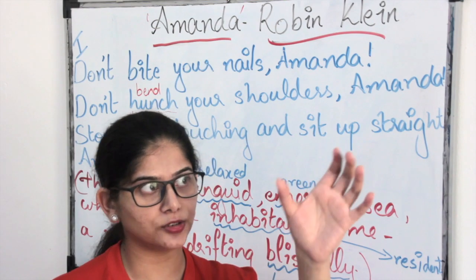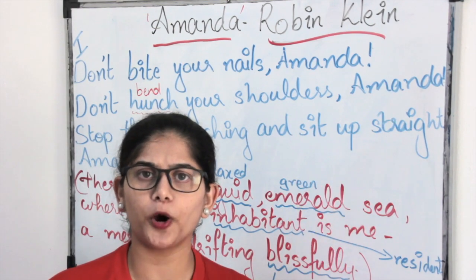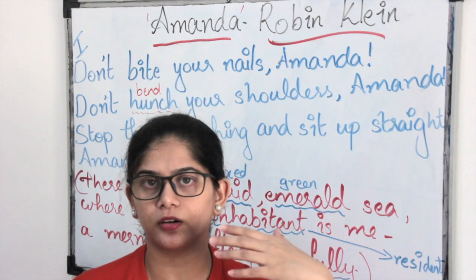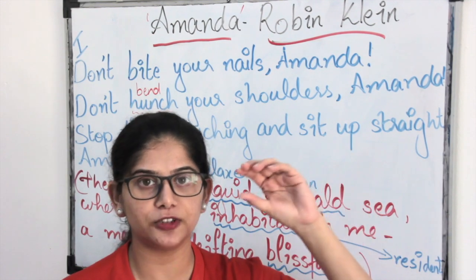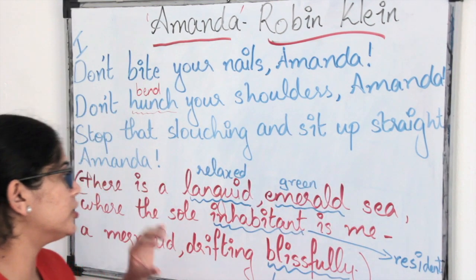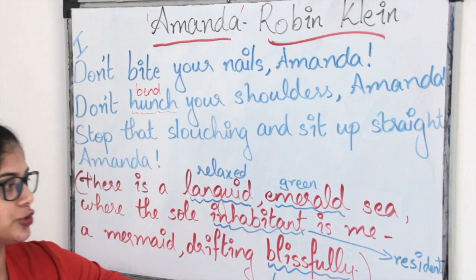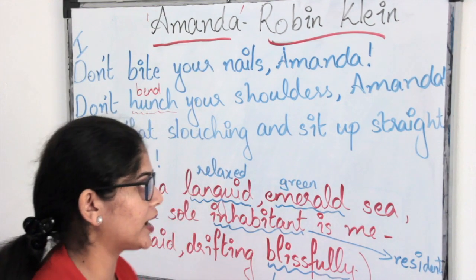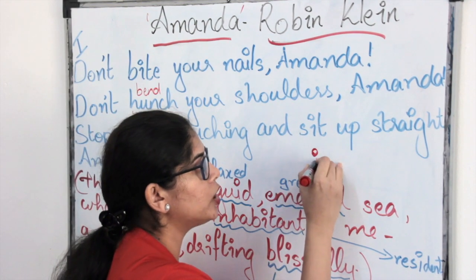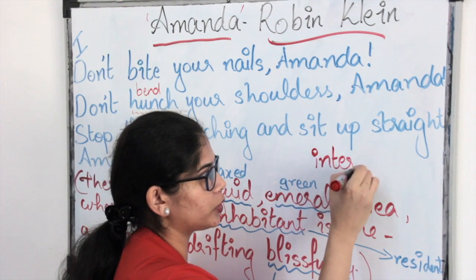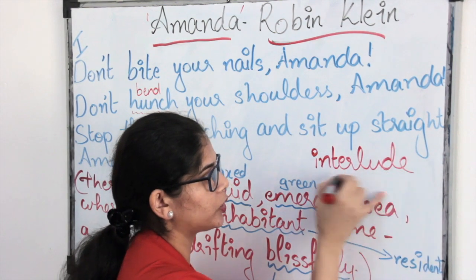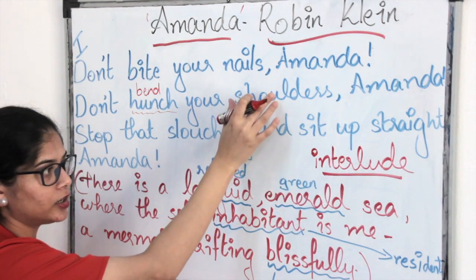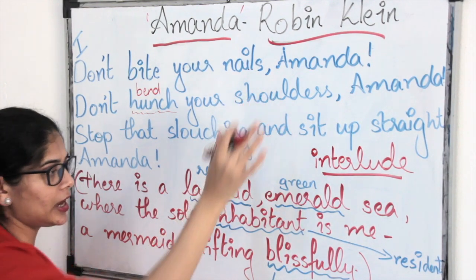Now if you look at the poetry, you can find it is divided. You can find the first stanza, then three lines in brackets, as you can see here. This is something called an interlude. I think it might be a new learning for you. Now what is an interlude? I've written down here the first stanza, parts A and B.